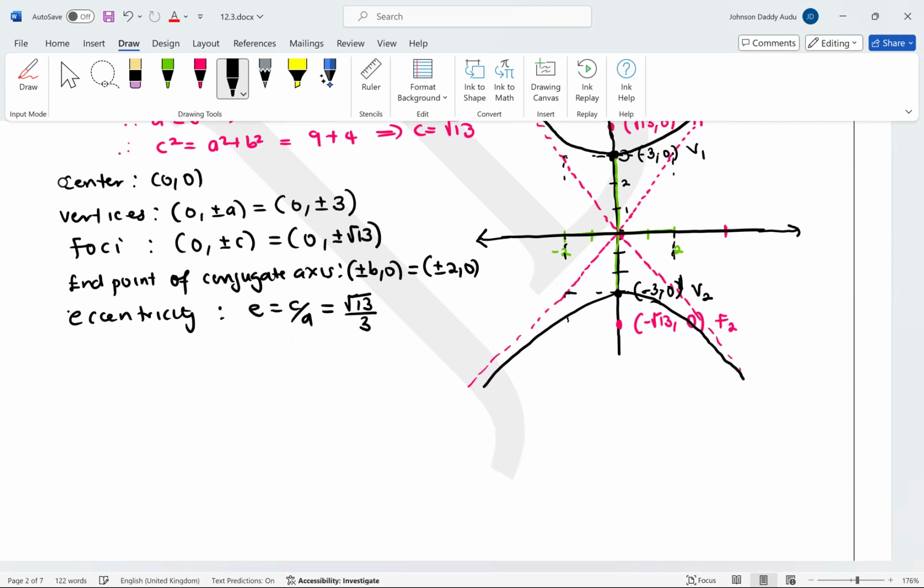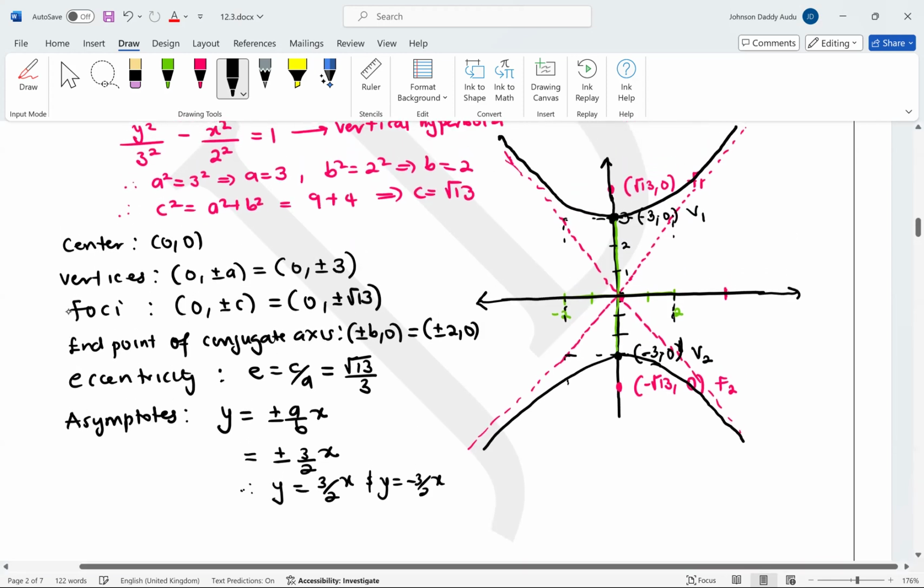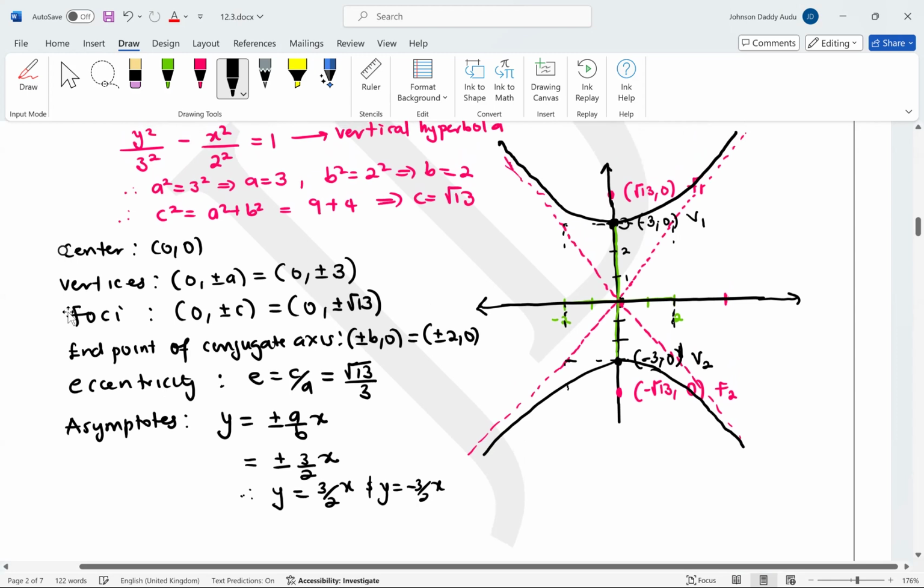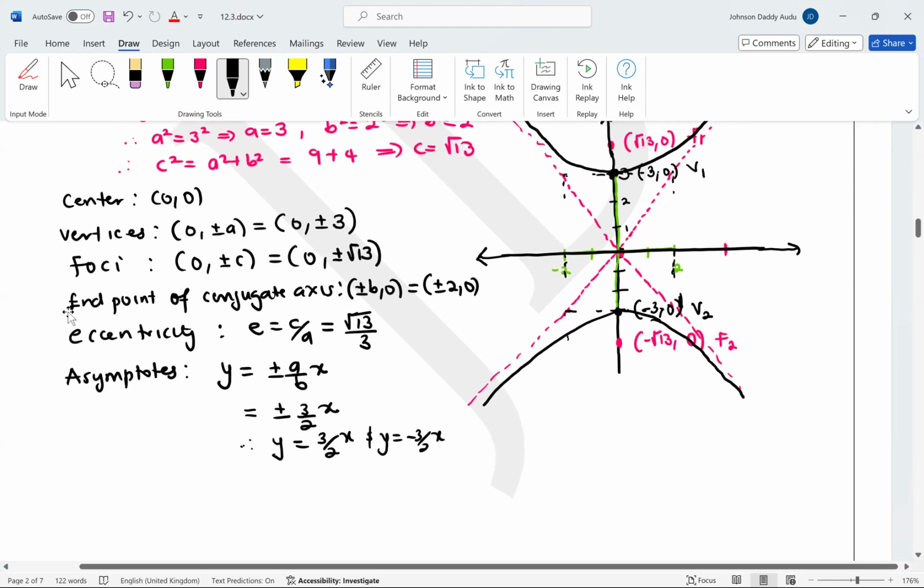Then we can find the asymptotes. What are the asymptotes? The asymptote in this case is going to be y = ±(a/b)x. So this is just ±, what is a? a is 3, so it's 3 over 2 x. So we actually have two asymptotes. It means we have y equals 3 over 2 x, and y equals minus 3 over 2 x. So these are the two lines, one with a positive slope and one with a negative slope. So these are the two asymptotes.